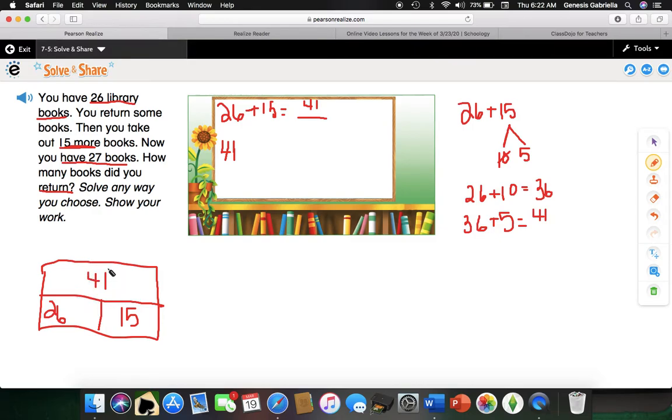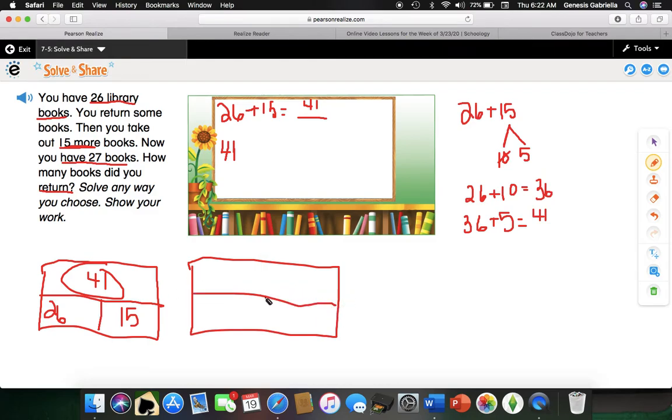So we have a whole. Then I'm going to draw my second unit bar for the second equation, and we already have a whole, which is 41. So I'm going to write down the number 41. And the other number we did not use is 27. So 27 is my one part. And we're missing the other part. So when I'm missing a part, I know that it is a subtraction problem. So I'm going to do 41 minus 27.